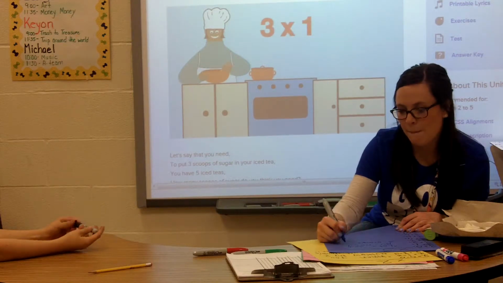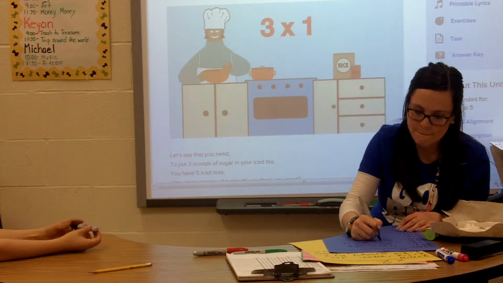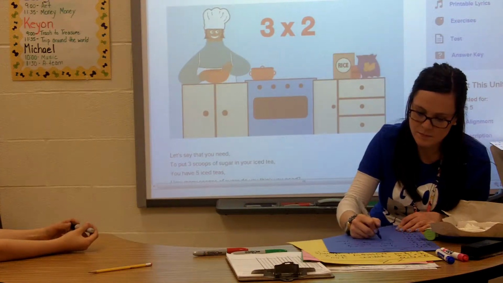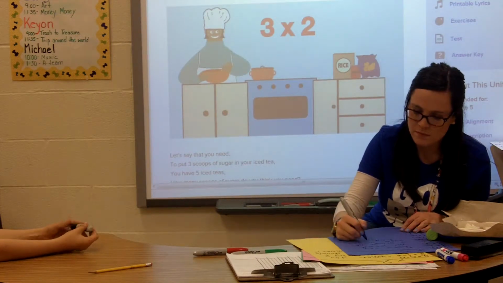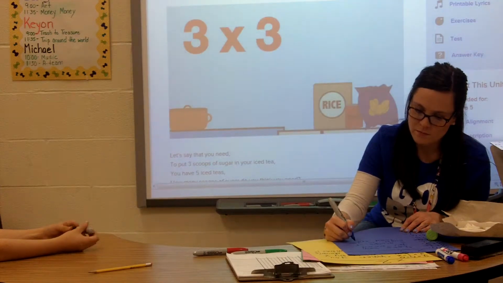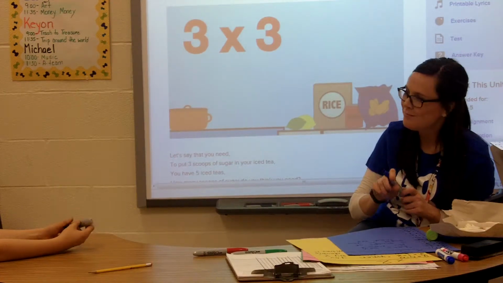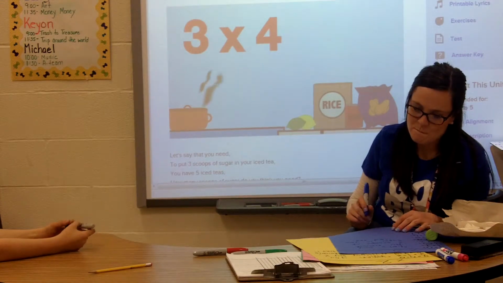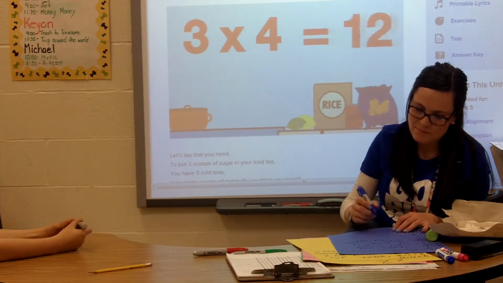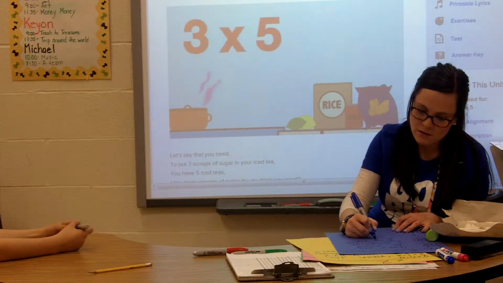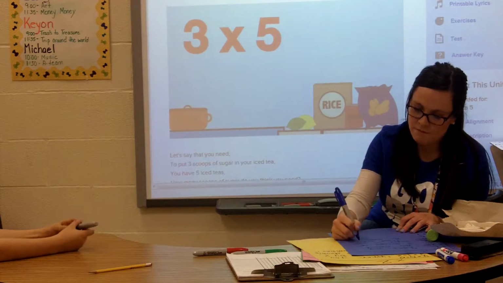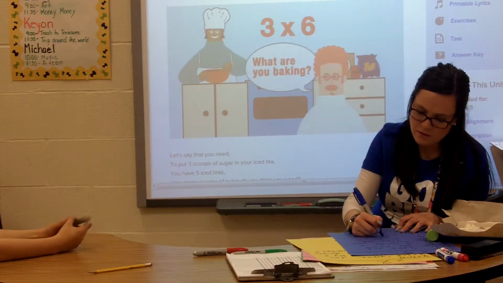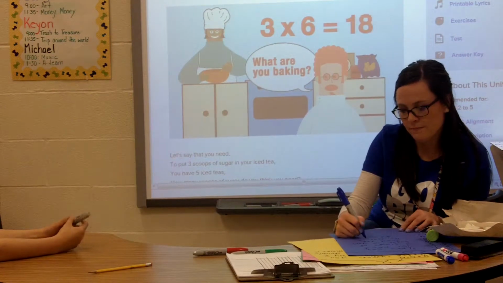Check it. 3 times 1 is like rice and beans. Well, 3 times 1 is 3. 3 times 2 is like a bag of chips. Cause 3 times 2 is 6. 3 times 3 is like lemons and limes. 3 times 3 is 9. 3 times 4, what's that smell? 3 times 4 is 12. 3 times 5 smells so sweet. 3 times 5 is 15. 3 times 6, what are you baking? Well, 3 times 6 is 18.